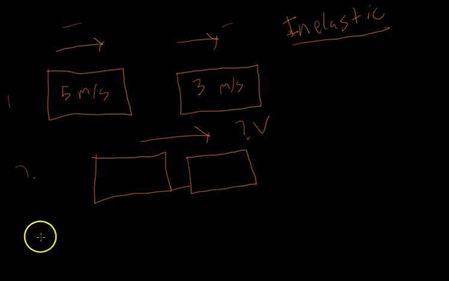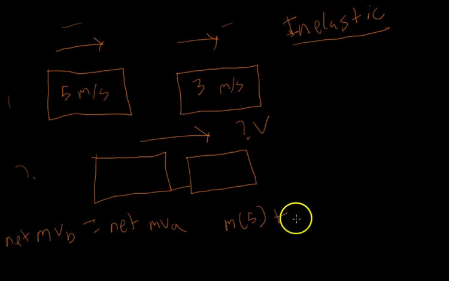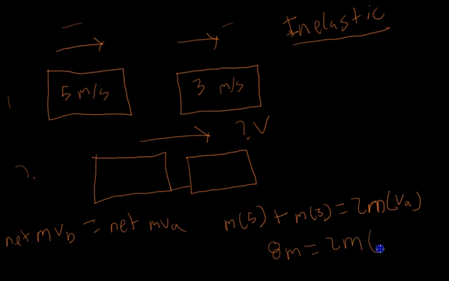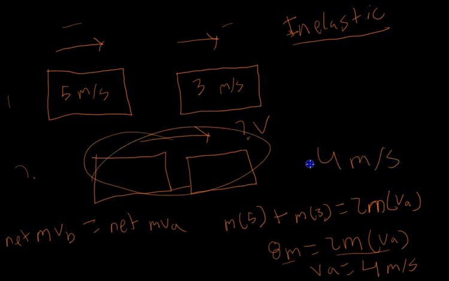So we have mass times velocity before, net, equals net mass times velocity after. So we have m times 5 plus m times 3 equals 2m times v after, right? So now we have simply 5m plus 3m, 8m, equals 2m times VA, and then we just divide the two out, and the m's cancel out. VA equals 4 meters per second. So after, this whole unit together is now moving at 4 meters per second.